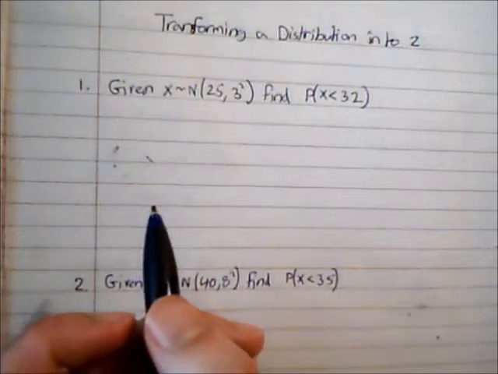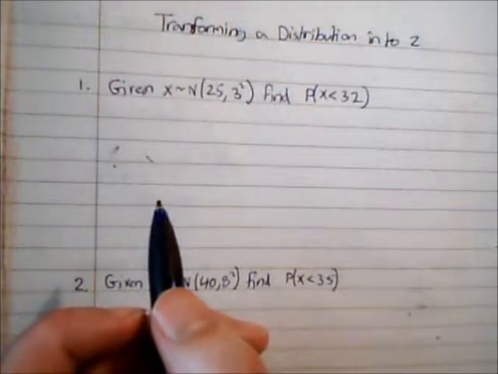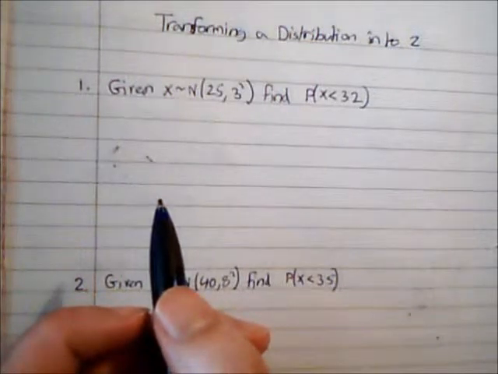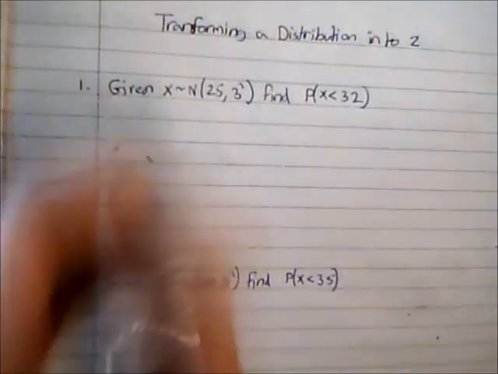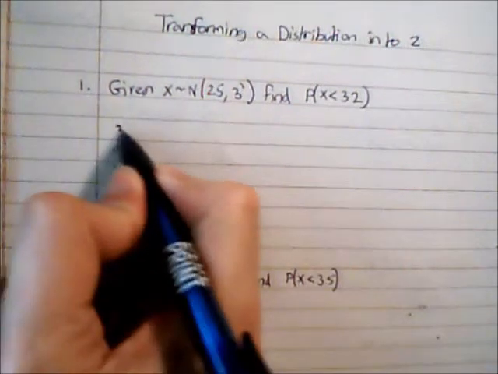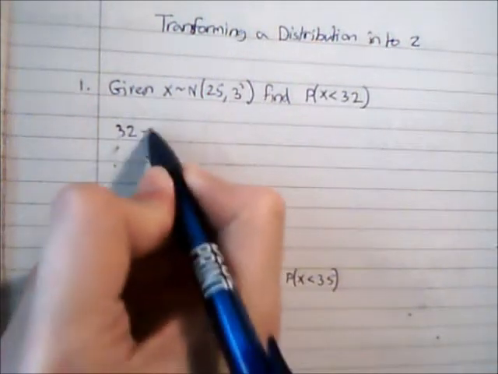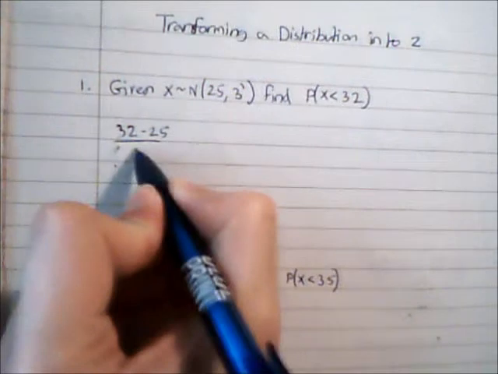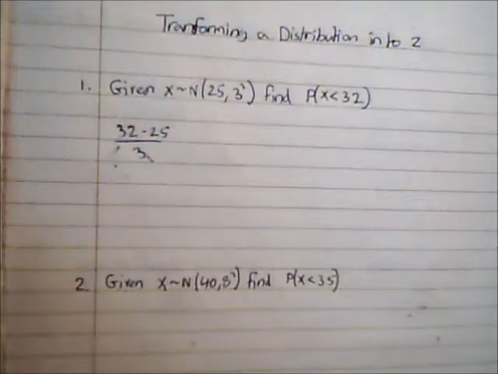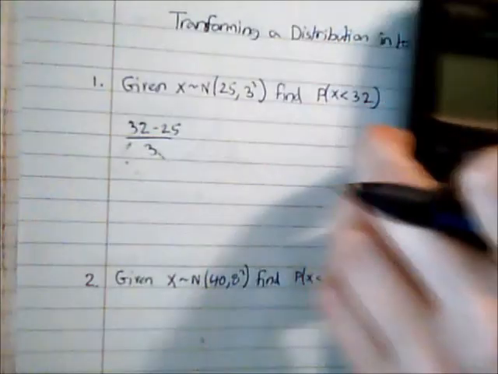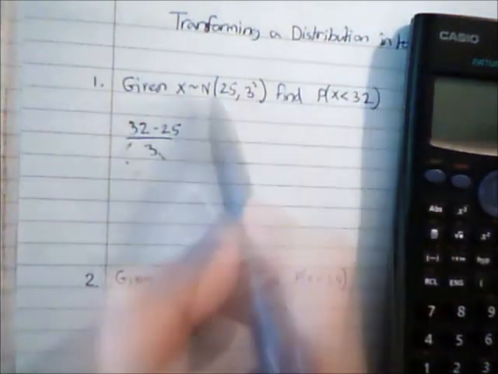Now if we think about what the Z values that we use in the standard form are, it tells us how many standard deviations away from the mean the value we're considering is. So here we need to work out that Z value. I'm going to do my number 32 here, subtract 25, which is the mean, and divide by 3, which is the standard deviation. So this is going to tell me how many standard deviations away from the mean 32 is for this distribution.